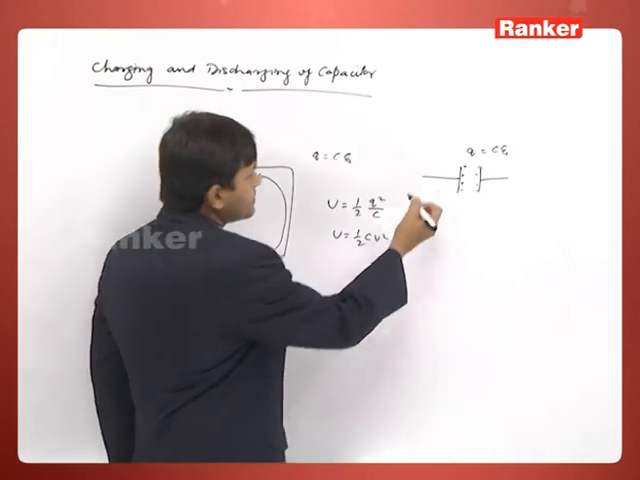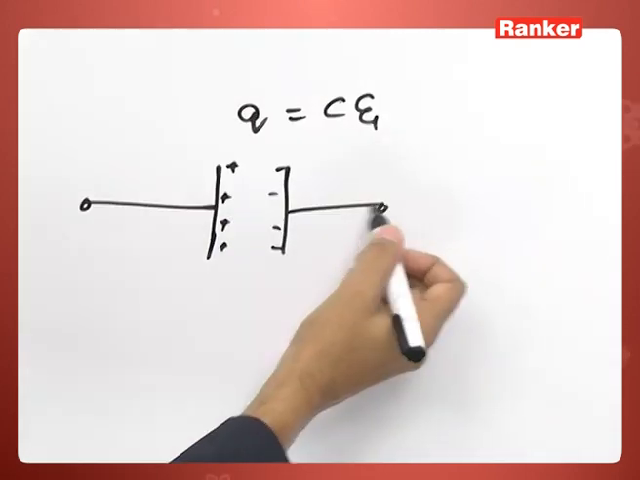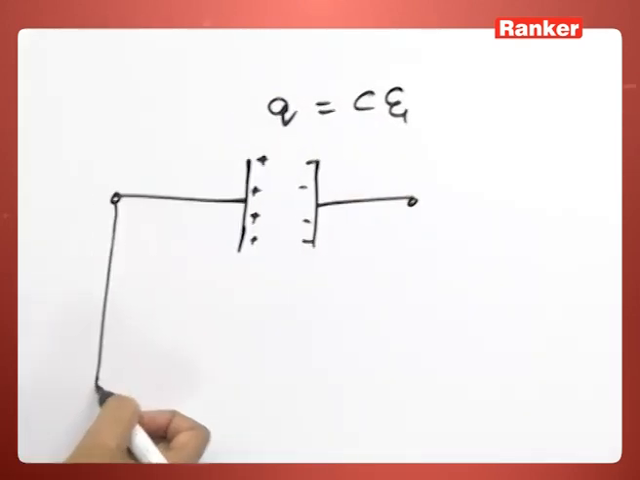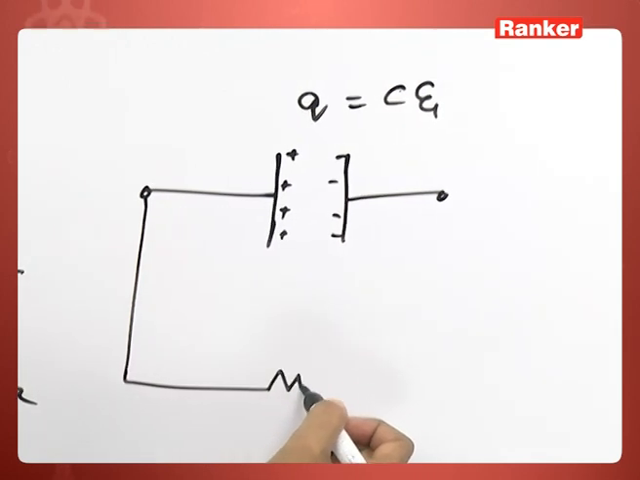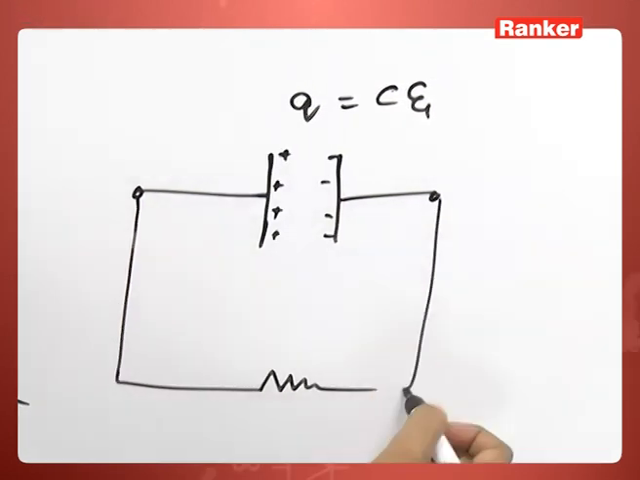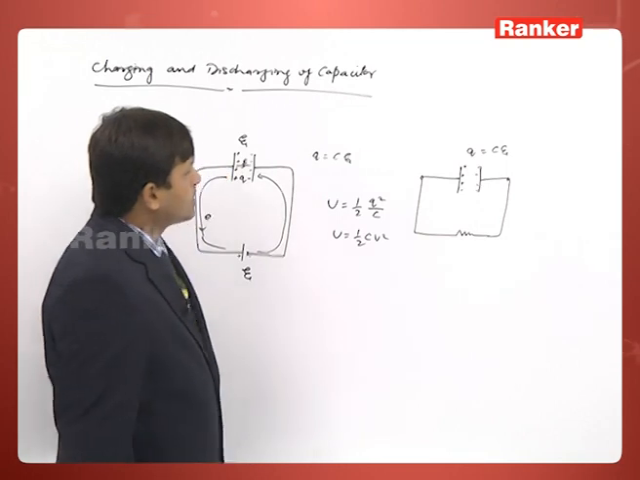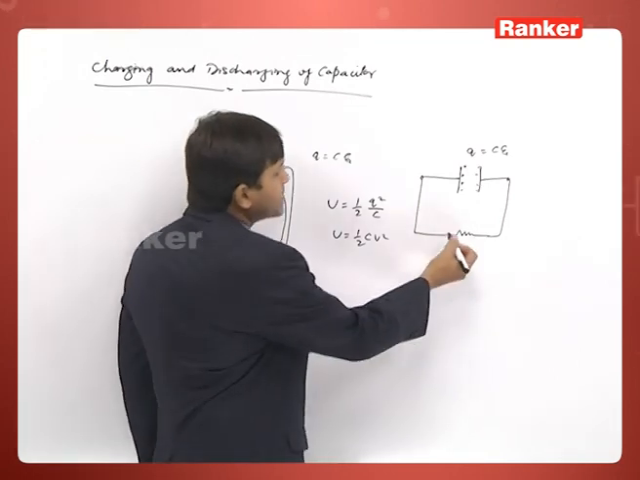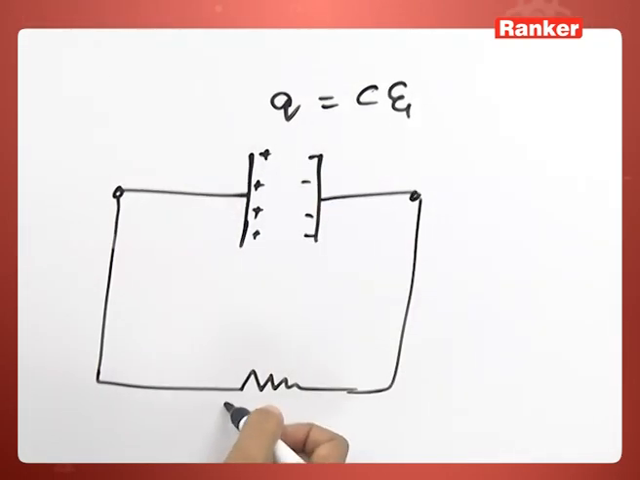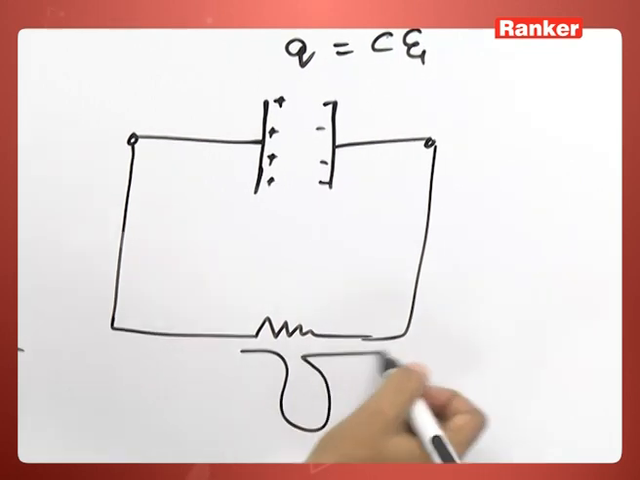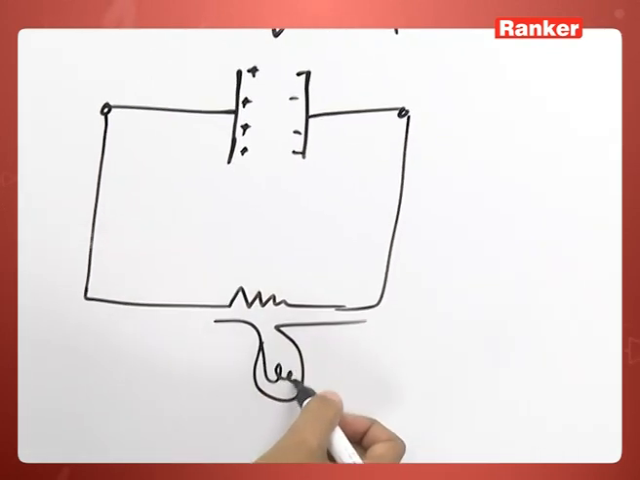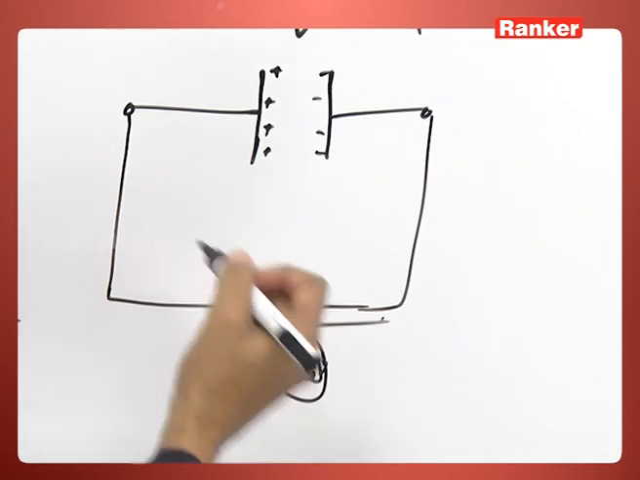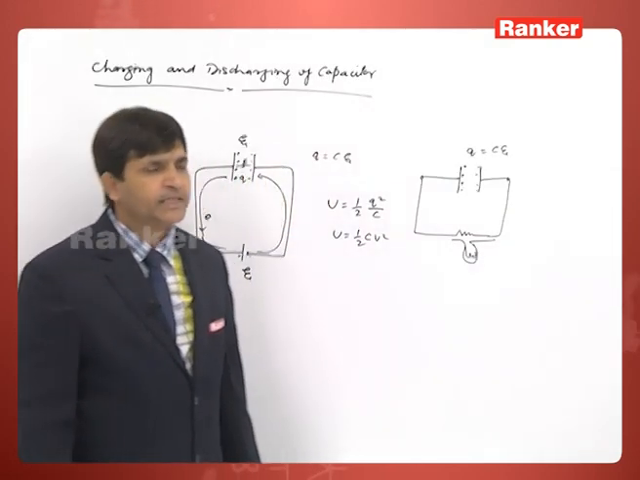Now, if the terminals of a capacitor are connected through a resistor, then what will happen? A resistor is nothing, it is just like any electronic device. Let's suppose this is your bulb. The bulb is also nothing but an electrical device.